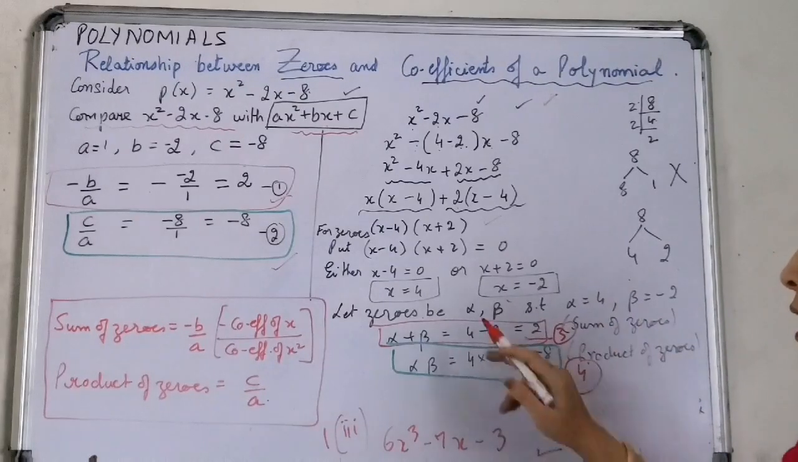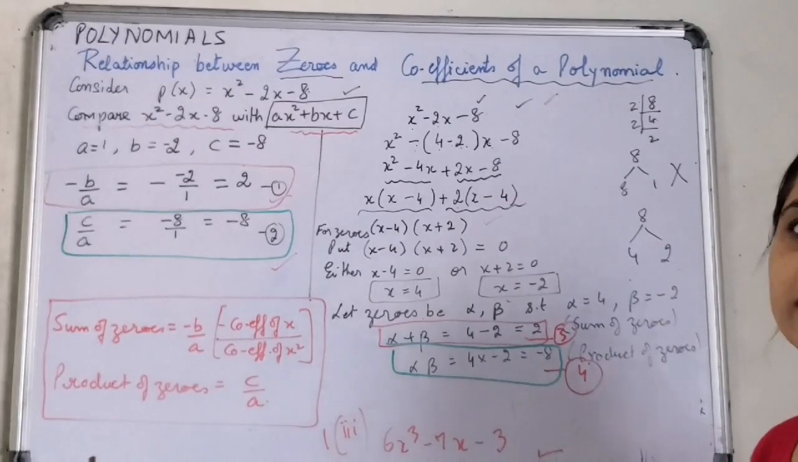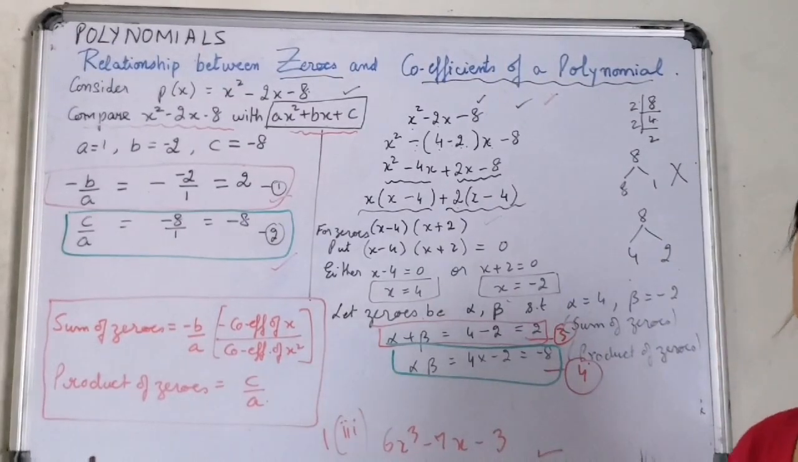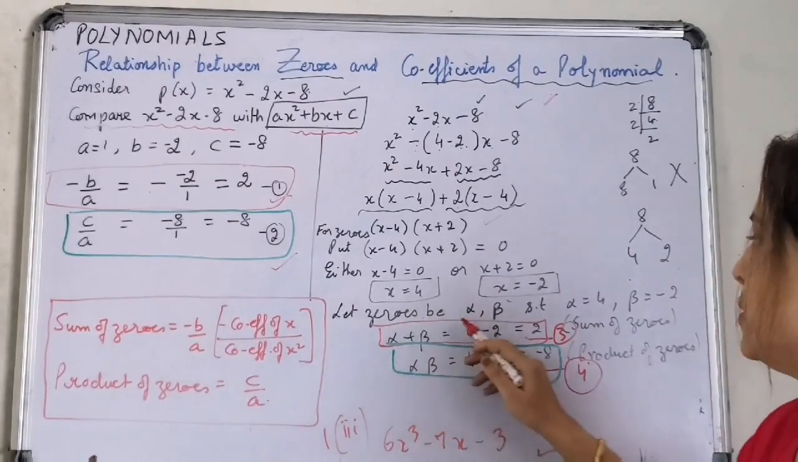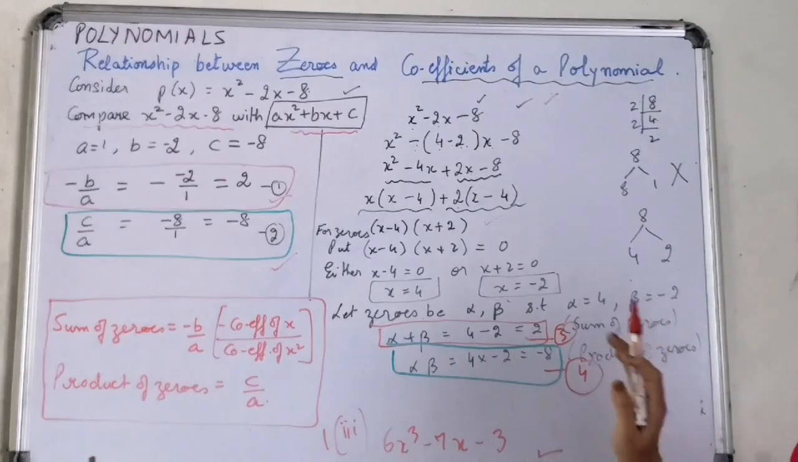These are basically the zeros. If you want, you can give them names. Some books give them the names p and q, other books give them the names m and n, some other books give them the names alpha and beta. So let the zeros be alpha and beta such that alpha is 4 and beta is minus 2. If you don't feel the need, you may not put the names right now.